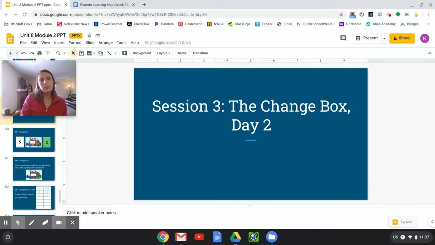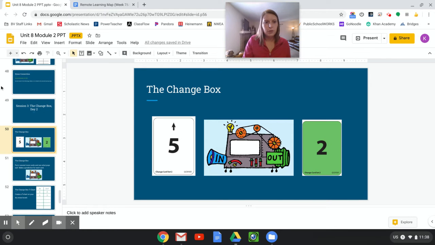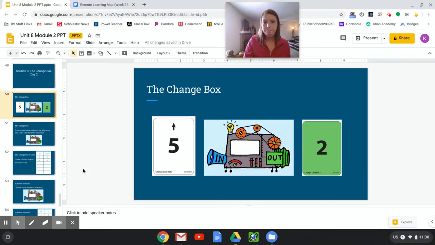So, the biggest change for this one is we're going to be using numbers instead of dots on the cards that we use. We're going to use a function machine. So let's go ahead and get started.